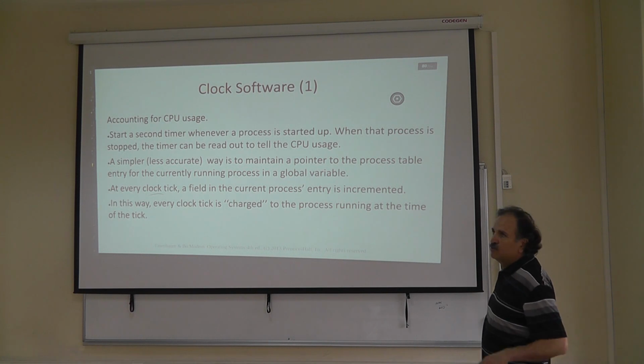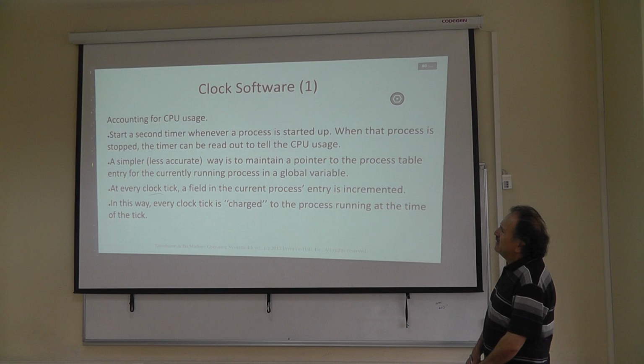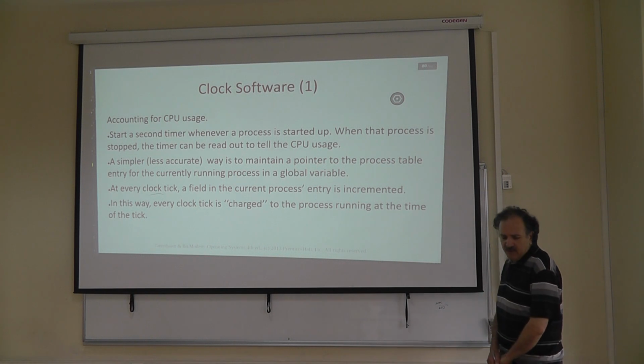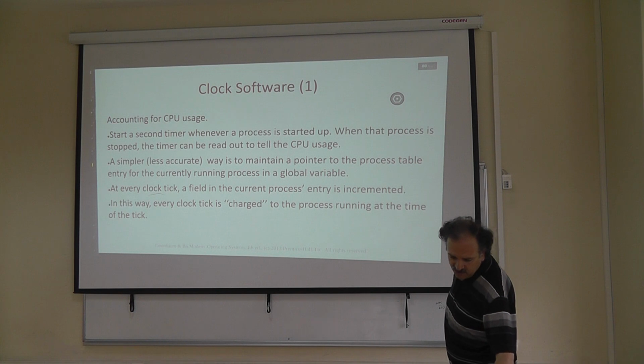If a process is using too much CPU, maybe I should inform the user. Maybe that process is using too much battery time on my mobile system. So some of these algorithms are expensive to keep. Some of them are cheaper, but they are not that precise. A simpler, less accurate version is this one.